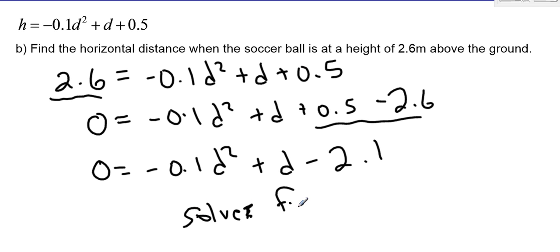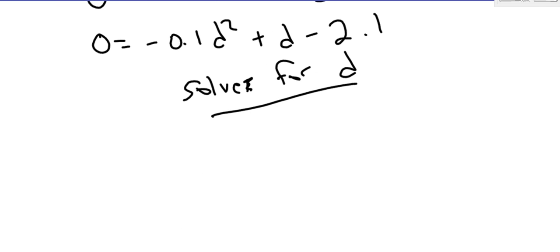And again, to solve for d, you can try factoring. I'm not going to. You can complete the square. I'm not going to. Or you can use the formula. That's exactly what I'm going to do. So again, we have an a value of negative 0.1. We have a b value of 1. And we have a c value of negative 2.1.